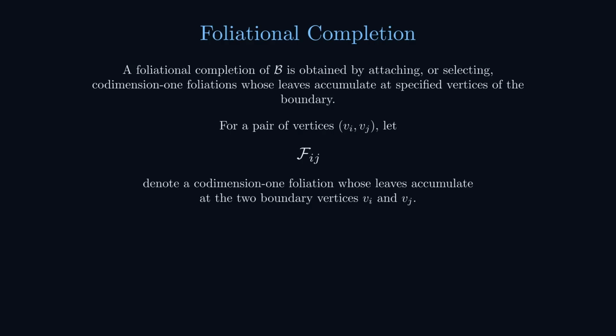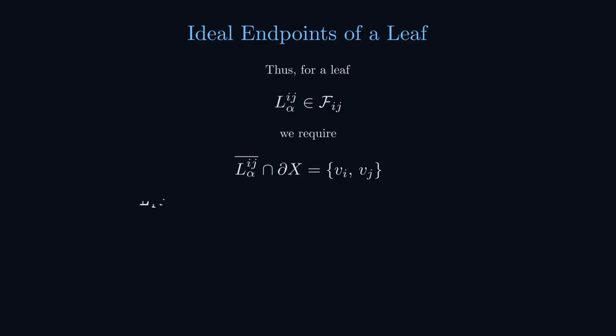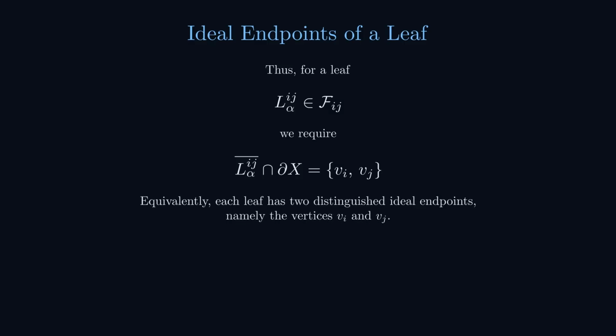For a pair of vertices, let F sub ij denote a codimension 1 foliation whose leaves accumulate at the two boundary vertices V sub i, V sub j. So for a leaf L in F, we require the closure of the leaf intersecting with the boundary of X to be these two vertices, this vertex pair on the boundary. So each leaf has two distinguished ideal endpoints, namely the vertices V sub i, V sub j.